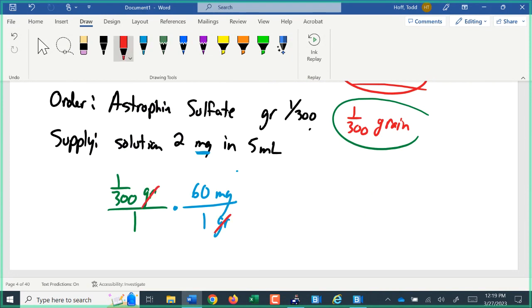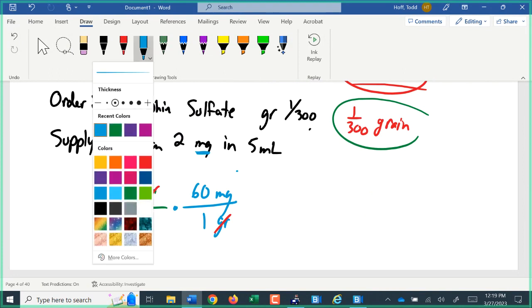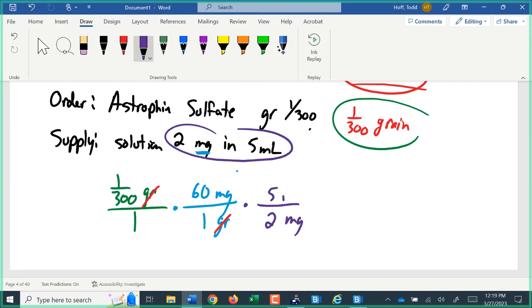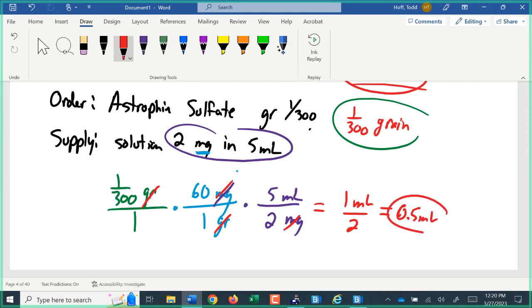Next, we have to get rid of the milligrams because we need to administer this to the patient. It's a solution, so we need to get it into a liquid form. What volume of liquid? So milligrams on bottom, and this says 2 milligrams in 5 milliliters. The 5 milliliters goes on top. Milligrams cancel out. On top, now we have 1/300 times 60 times 5, which is just 1 milliliter. On bottom, 1 times 1 times 2 is 2. So that is 0.5 milliliters that we would administer to the patient.